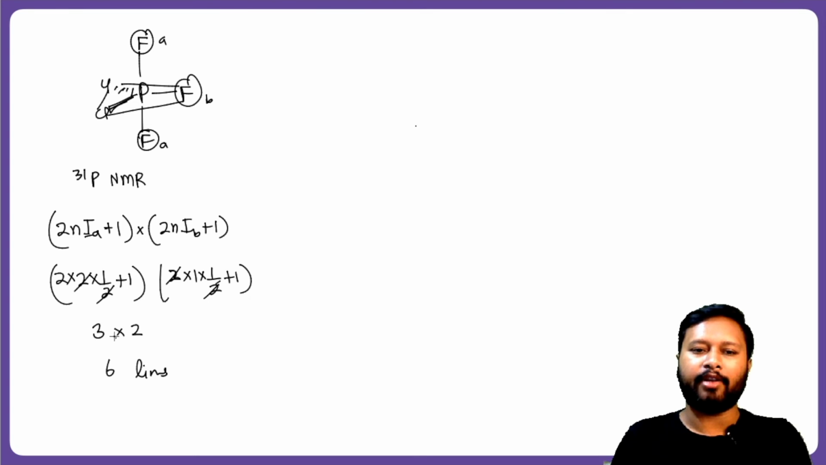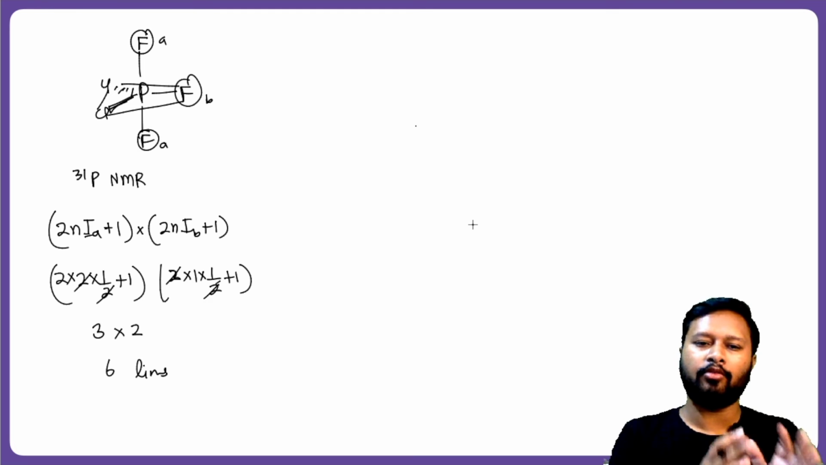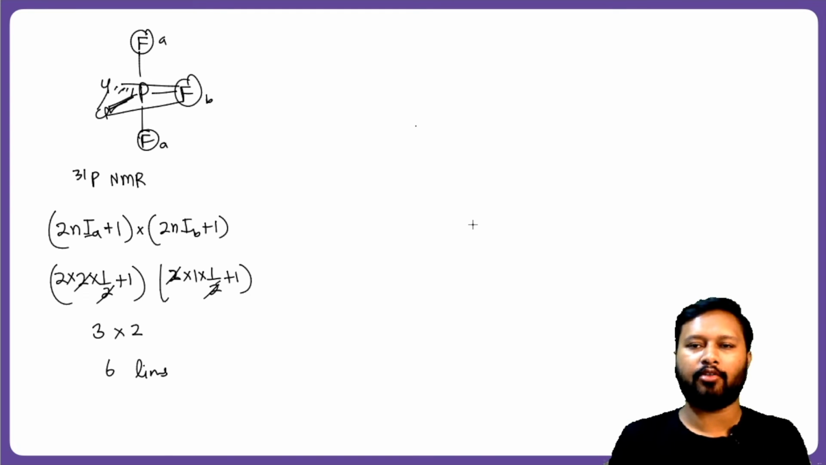And what type of line are you going to see? The type of line will depend upon who has split it first. So if A has split it first, it will give you a triplet and then a doublet. So you will call it a doublet of triplet. Okay, that's how we call it. Alright, so you got a total of 6 lines in this particular case.